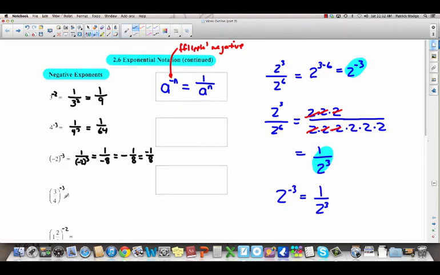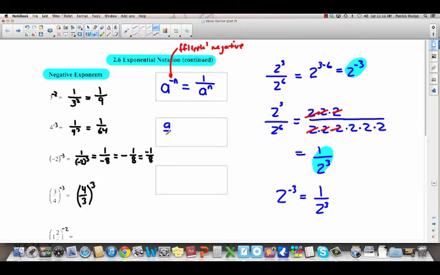Okay, here's one we haven't done yet. What happens when you have a whole fraction with the flippin' negative? Well, just like the word suggests, the flippin' negative is going to flip it over. So you have now 4 over 3. Not to the negative 3 anymore, it's now to the positive 3. So that's the next rule I wanted to show you here.